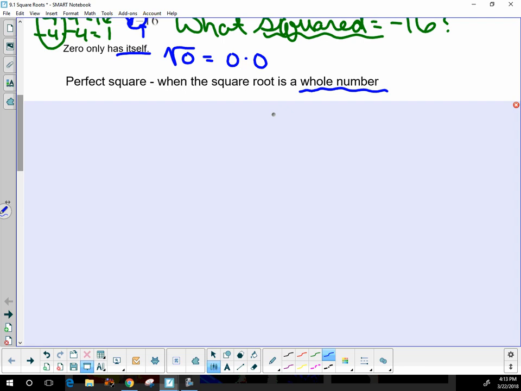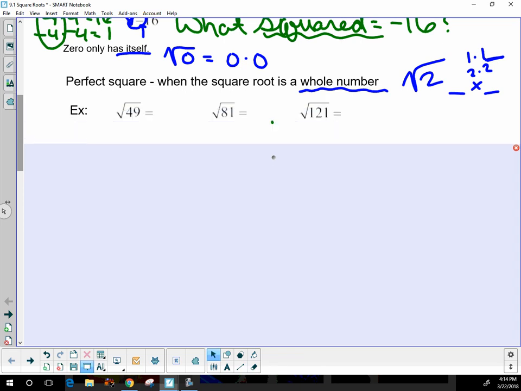That's what a perfect square is, when the square root is a whole number. Because I can find the square root of 2, but what times itself, what squared equals 2? It's not 1, it's certainly not 2, so it's going to be somewhere in between, which means it's a decimal. That's not a perfect square. Perfect squares mean they're nice and easy, and you get nice whole numbers as answers.